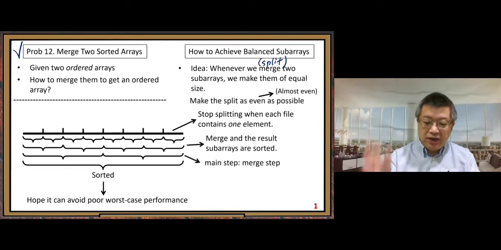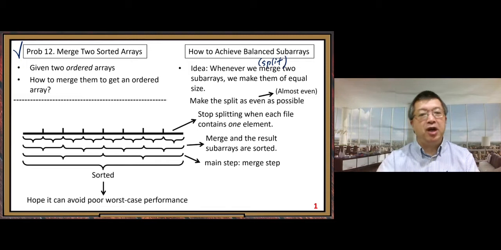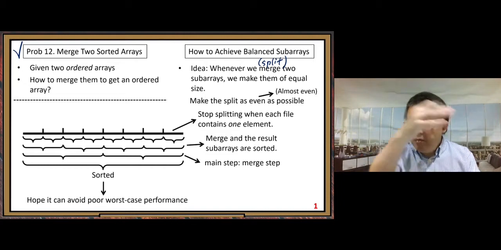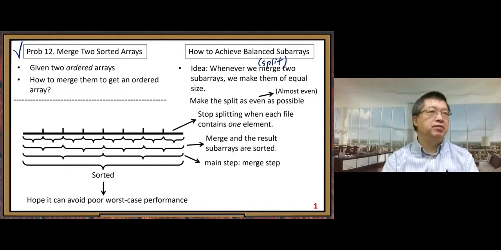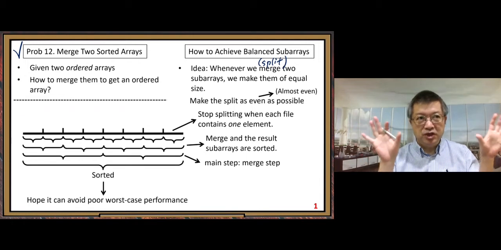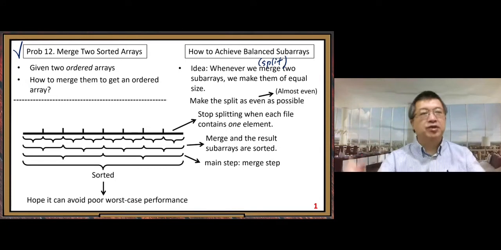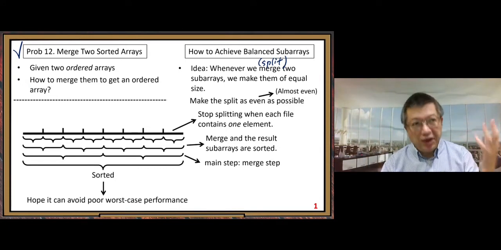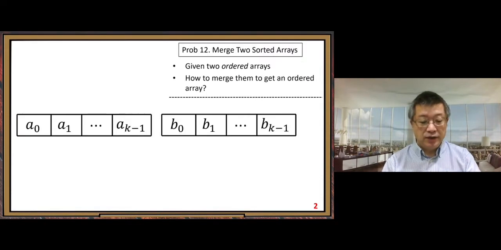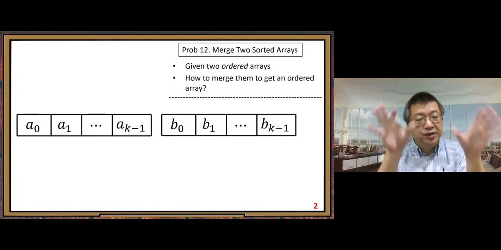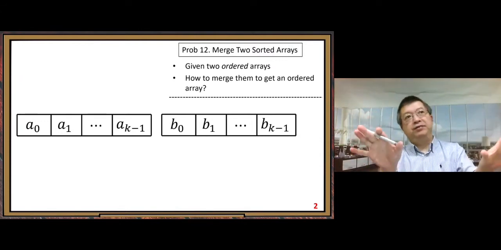Next, we need to study the main step, the merge step. Here, I just use diagrams to explain the merge step details. After you see my explanation using these diagrams, you can understand the merge step easily. It's pretty simple, straightforward. Not very complicated. So let's look. Suppose we have these two subarrays, both ordered.